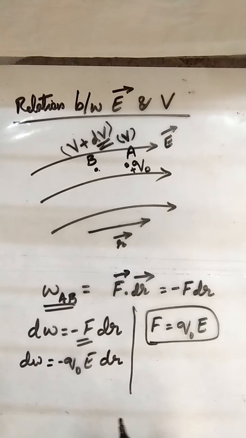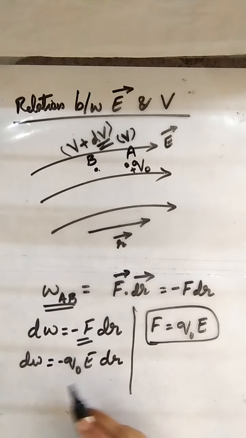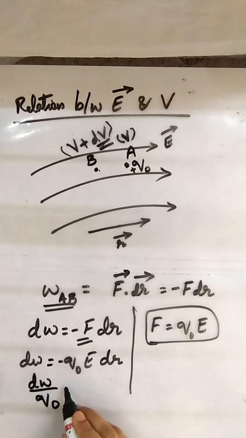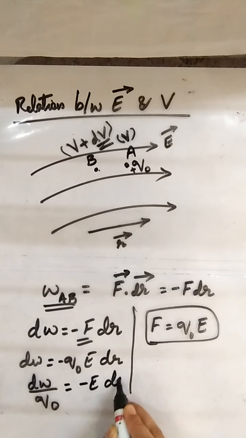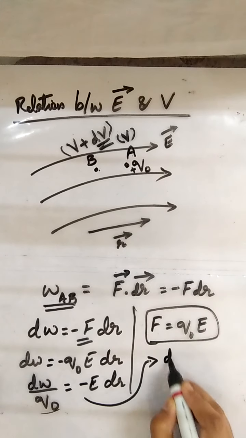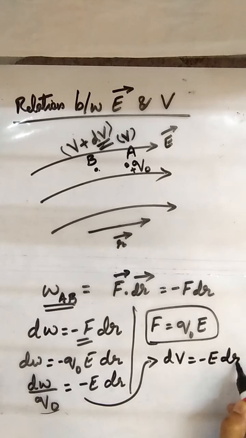What are we supposed to find out? I have to find out what is the relation between E and V, correct? So somehow I have to change this expression to bring in V somewhere. Since you already know dW divided by Q naught, it gives you what? dW divided by Q naught is nothing but dV. So I can write this as dV is equal to minus E dr.